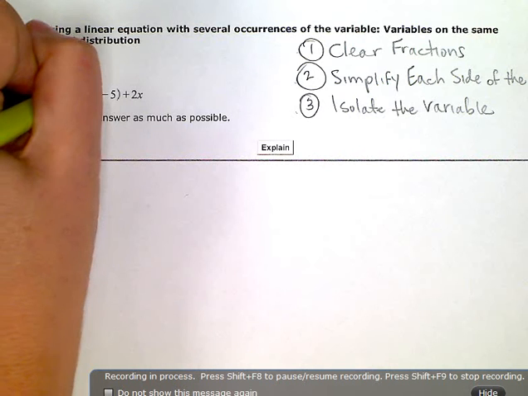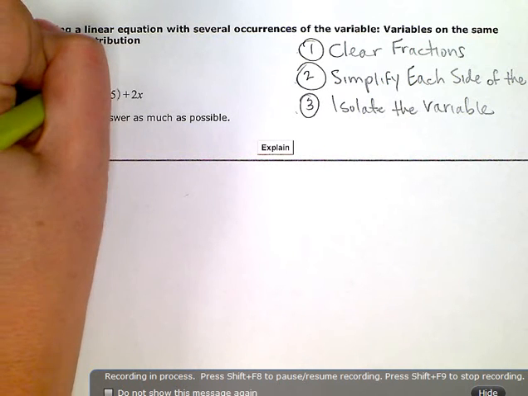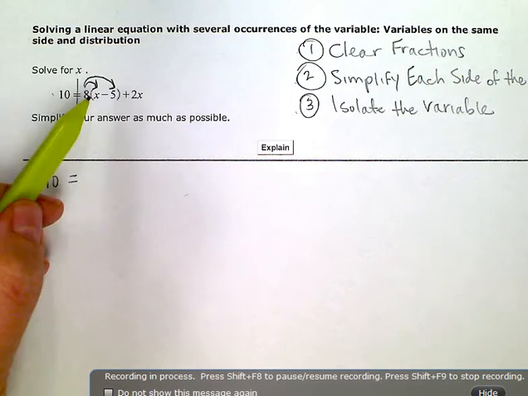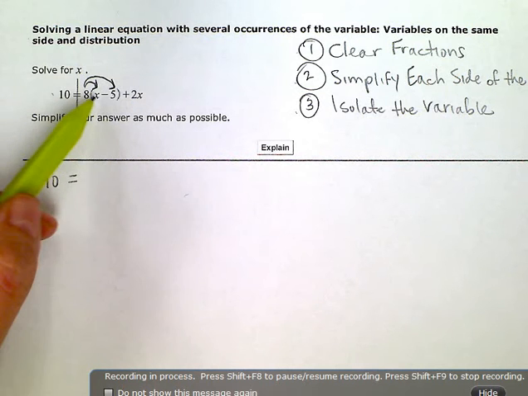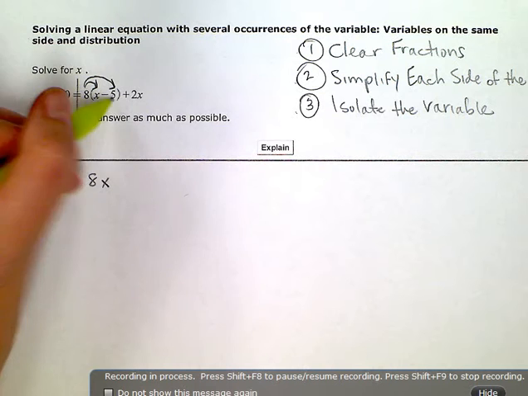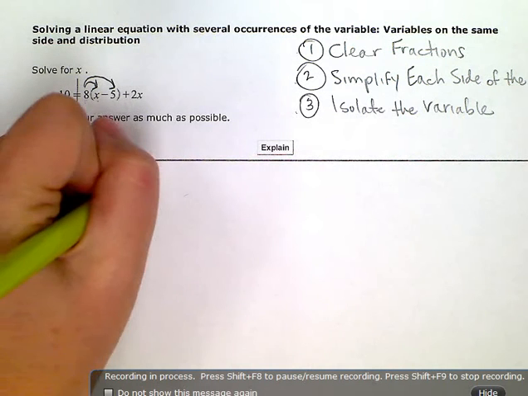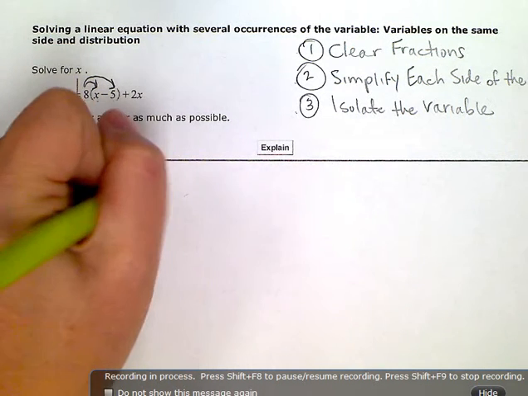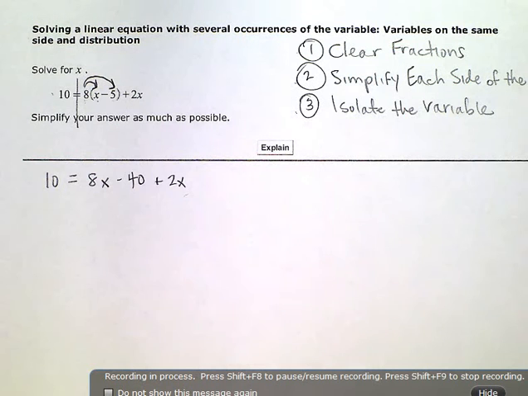But first, I'm going to distribute to get rid of this set of parentheses here. So 8 times x gives me 8x, and then 8 times negative 5 is negative 40, and then I have this plus 2x on the end. So I distributed. Next I'm going to combine like terms.